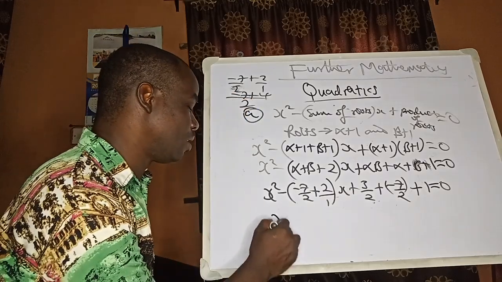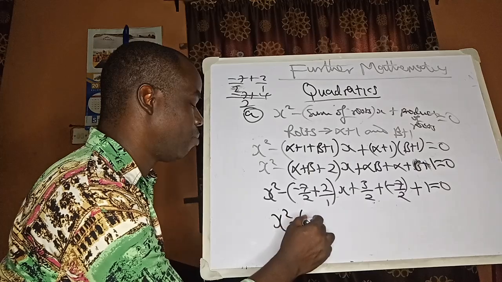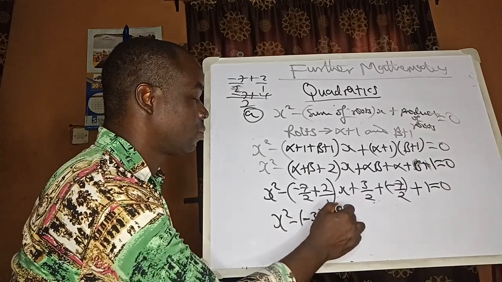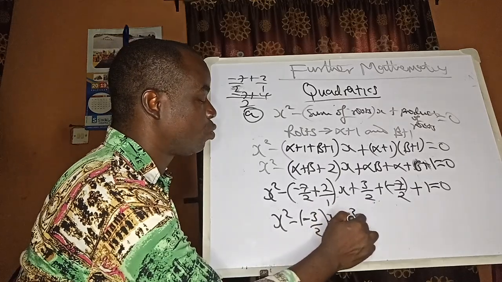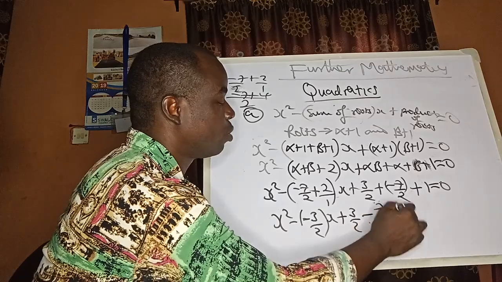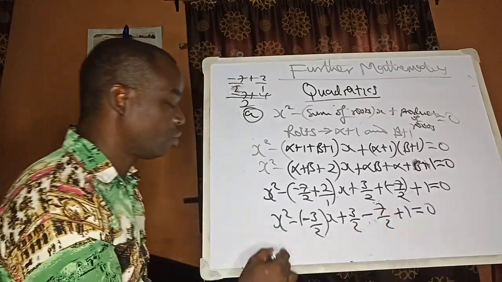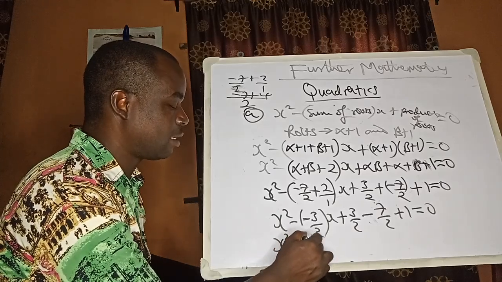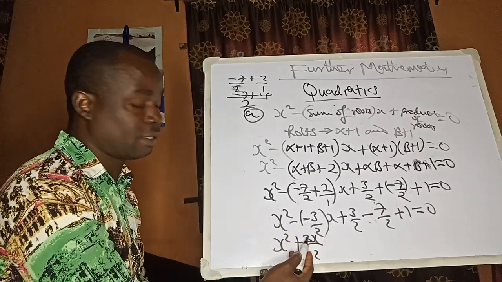So the answer I have here is minus 3 over 2 x. This one is 3 over 2. This one is plus minus, which is minus, 7 over 2 plus 1 equal to 0. So I now have minus minus gives us plus 3x over 2. That is 3 times x, 3x, okay?